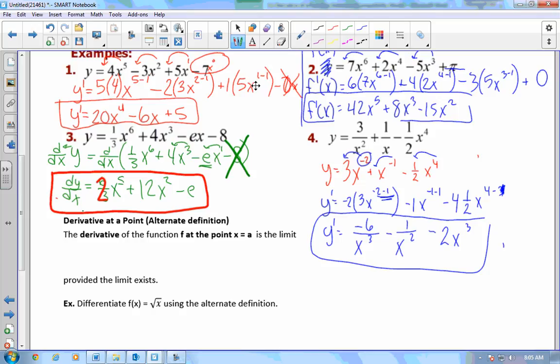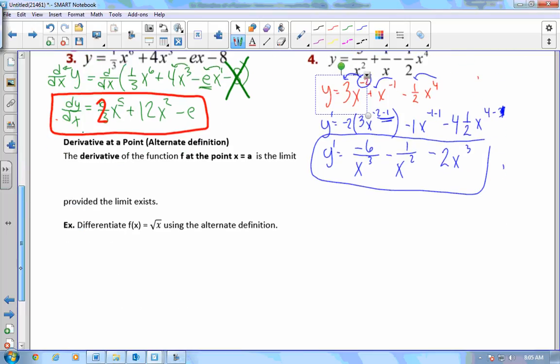Okay, how'd you do? So if you see those negatives, if you see a denominator with an x, the first step I would do would be make them negatives in the polynomial.